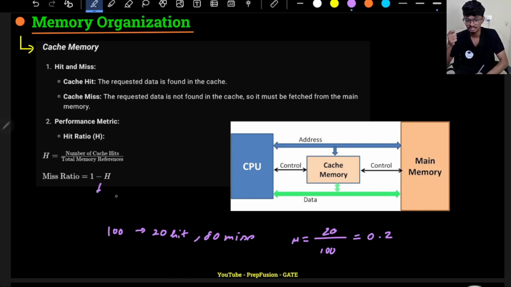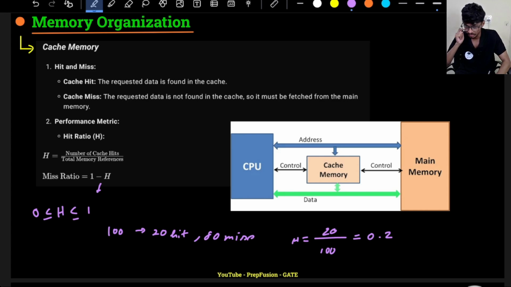Why 1 minus h? Because what is the maximum limit of h? The maximum limit of h is 1 and the lowest value is 0. How? Zero number of hits. 100 times I went to the cache memory and 100 times there was no hit, there was a miss. So I was not able to hit any time. So 0 by 100 will be 0 only. So that is the lowest value. Obviously it cannot have a negative number of hits, that is not possible.